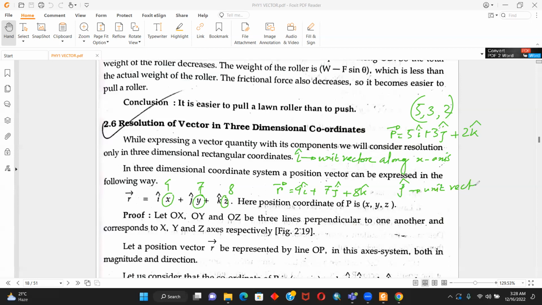These 5, 3, and 2 are coordinates. If i, j and k were coordinates, will you be able to figure out the actual position? The answer is no. You cannot get the position with those sort of coordinates. Coordinates have to be in digits. And k hat is unit vector along z-axis.